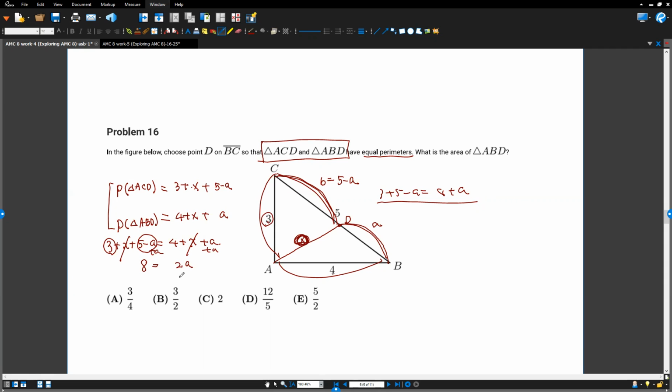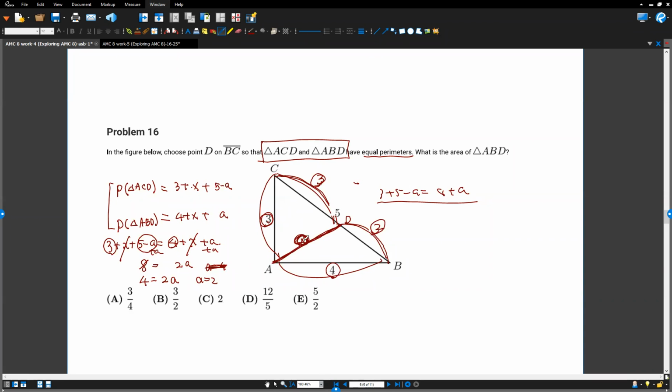So A equals 4, isn't it? No, A equals 2, right? 8 minus 4 is 4, so 4 equals 2A. So actually A equals 2. So this number is 2, the other number is 3. That's why 3 plus 3 is 6, and 4 plus 2 is 6. This length is common, right?